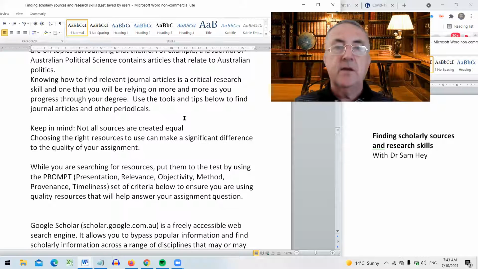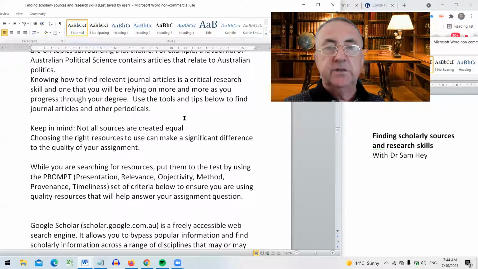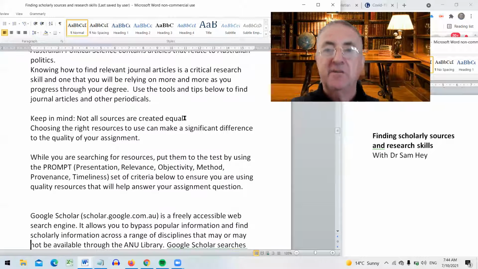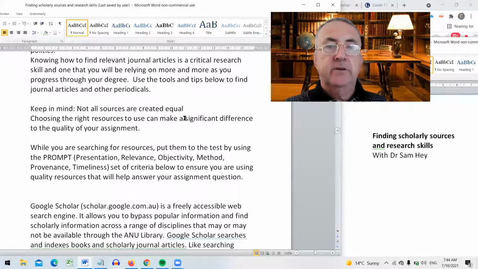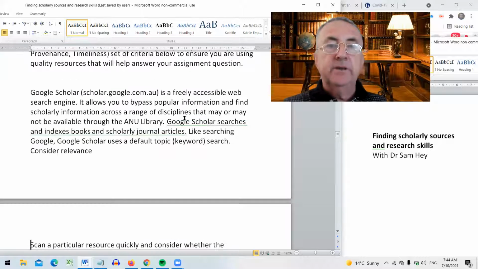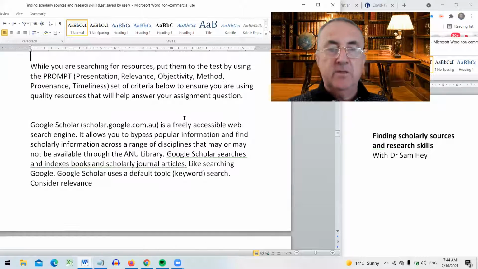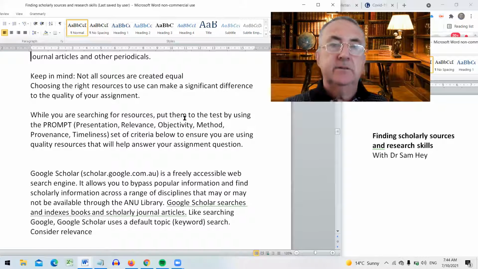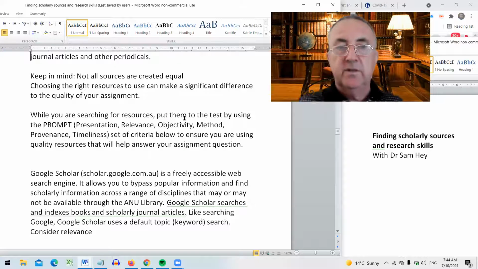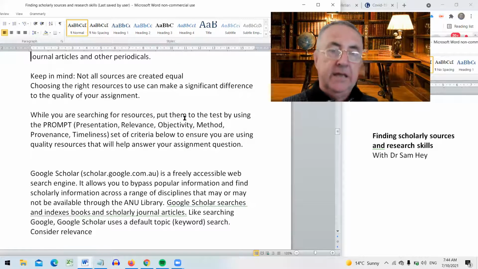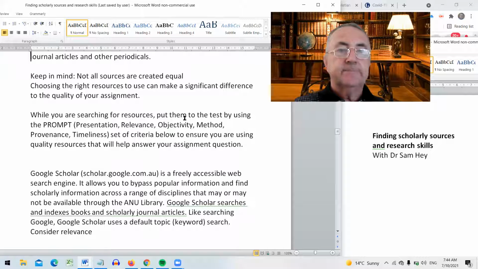So you need to know how to find these relevant journal articles, and you'll find that there are resources that are written on academic research that you can find in the library, and if you talk to the librarian and other lecturers, that they'll give you guidance there as well. Keep in mind, not all the resources, even though they're scholarly resources, are going to be equal. Some will be stronger than others. Some will be written by stronger scholars.